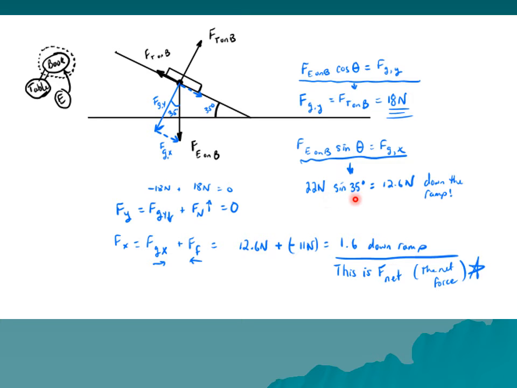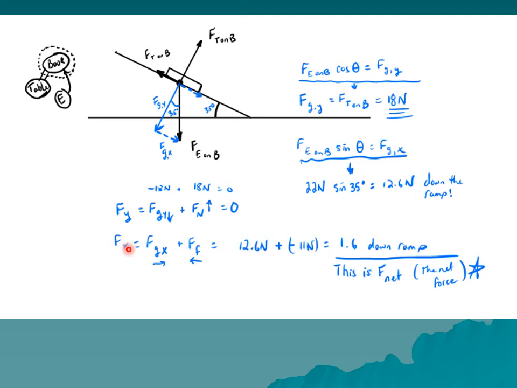Here's the actual number putting into it. So overall 22 newtons, sine of 35 is going to give us 12.6 newtons down the ramp. So 12.6 down the ramp, and I could go back through and label all this if I wanted to. Well, the forces acting in the y direction would be gravity down and the normal up, and that's going to be a negative 18 and a positive 18, and they cancel. So net forces are 0.